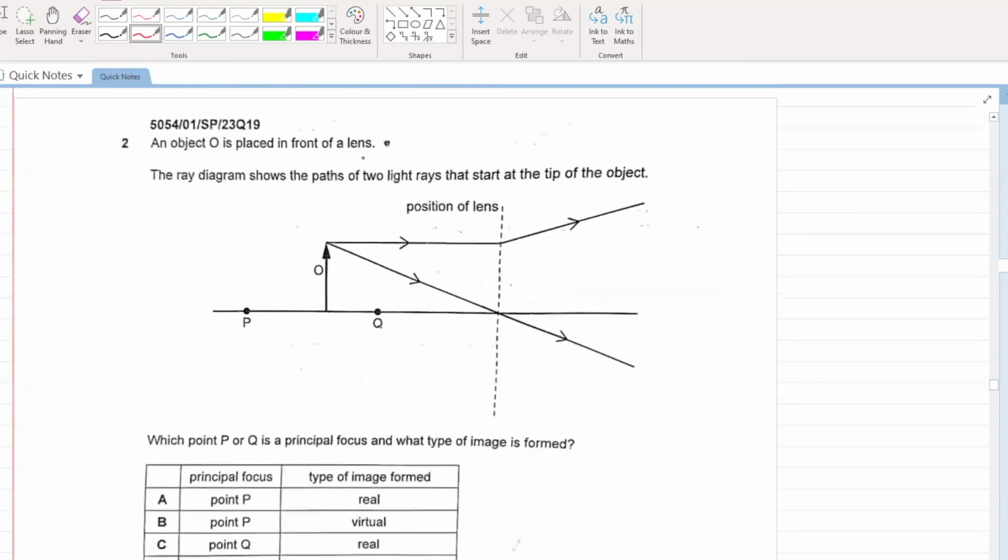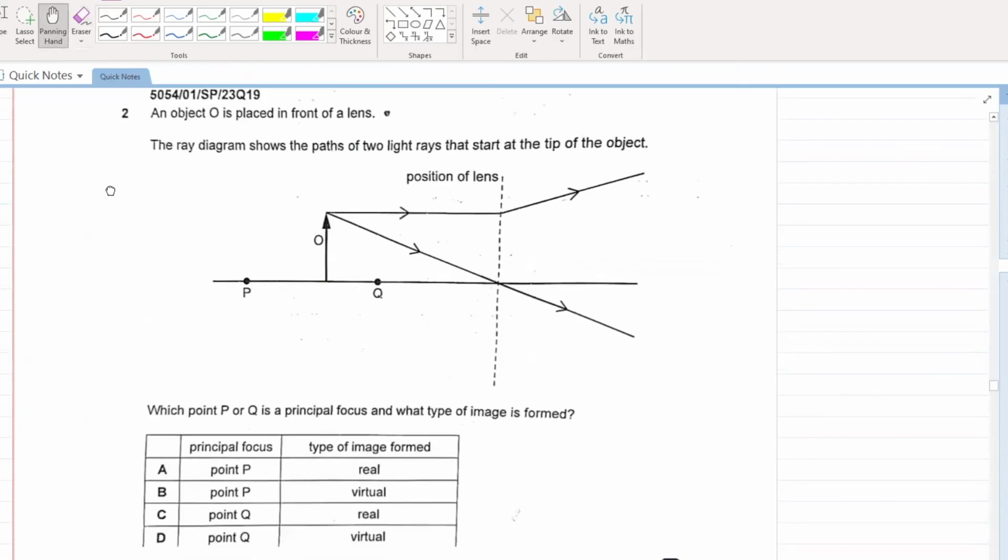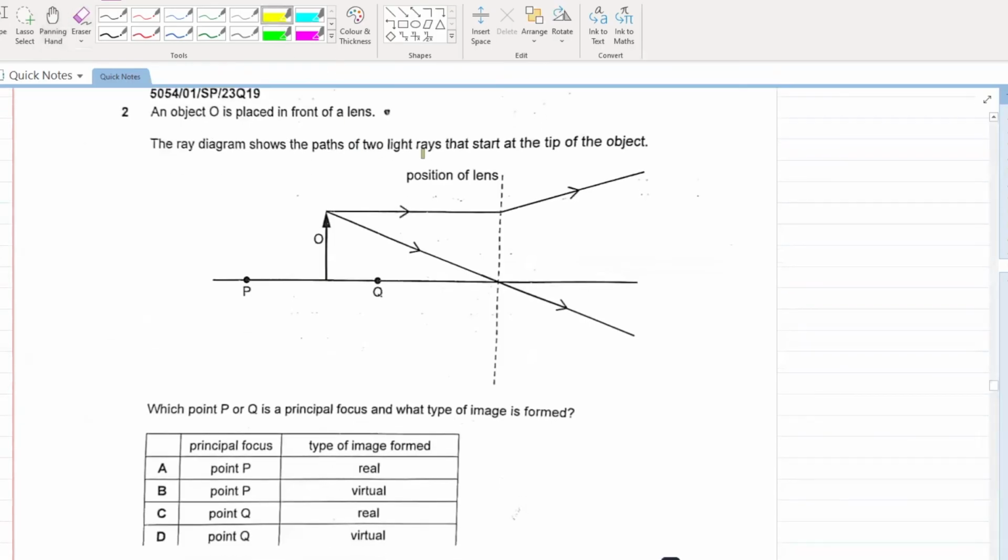An object O is placed in front of a lens. The ray diagram shows the path of two light rays that start from the tip of the object. Which point, P or Q, is a principal focus and what type of image is formed? So, how can we calculate the principal focus? Very, very easy. From the diagram, you can see this is a diverging lens.